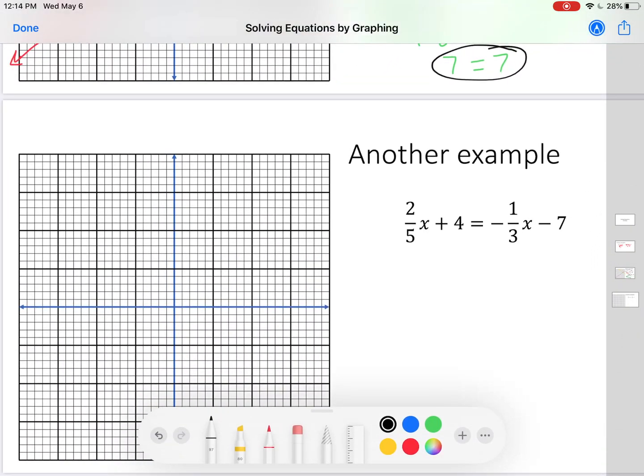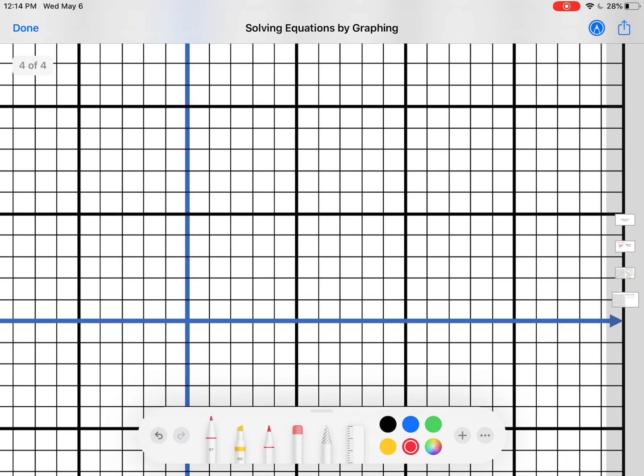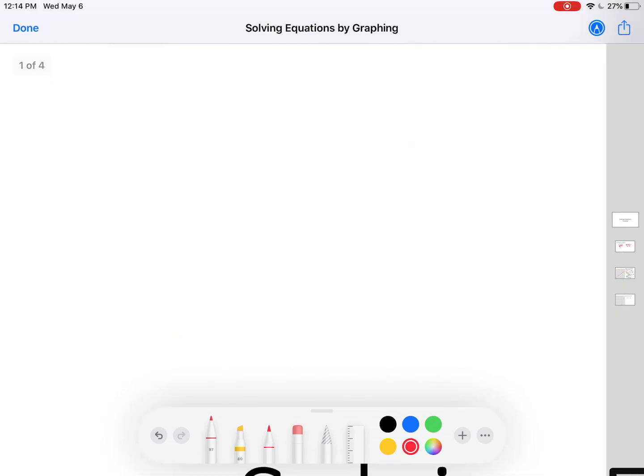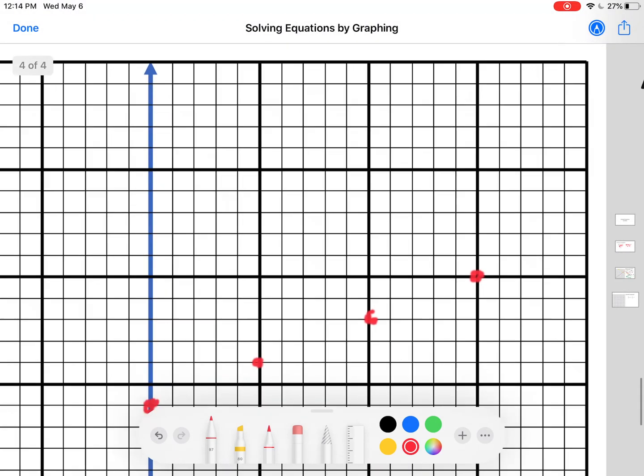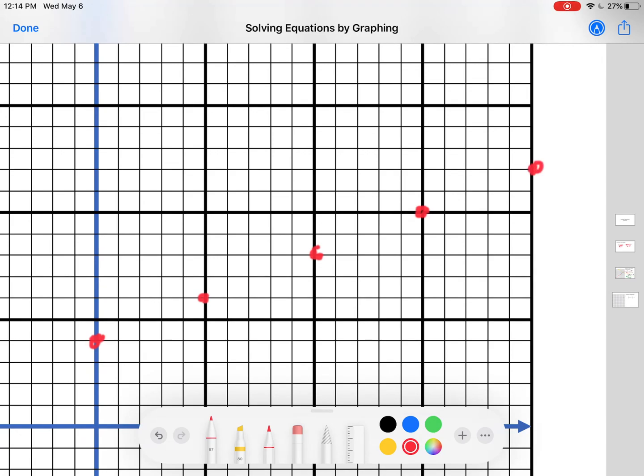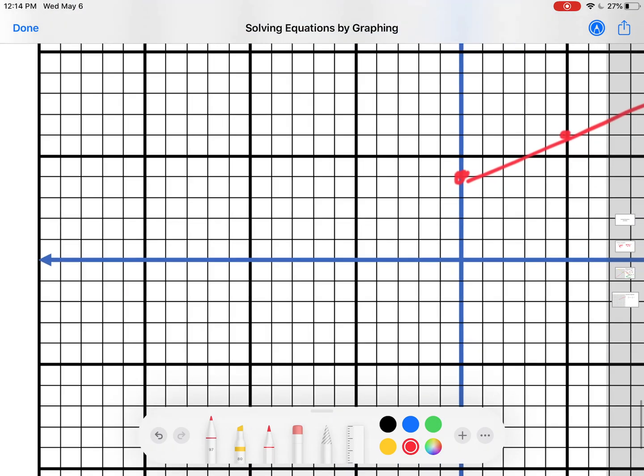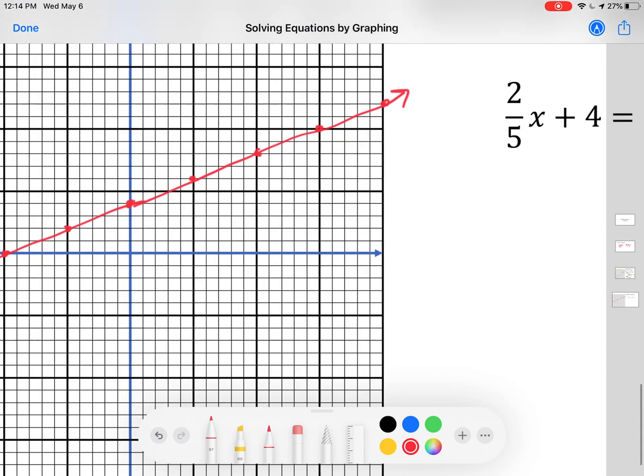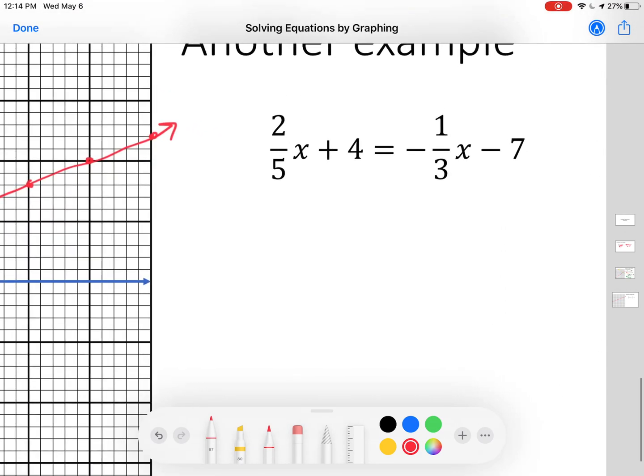Okay, step 1, graph the left side. So 4 and 2/5. Positive 4, 2/5, so 5 and 2. 2/5 is less than 1. Go up less, then you go to the right. More to the right than it is up. 5, 2, draw the line. Go in the other direction. 5, 2, negative, negative is positive. So that was 2/5 x plus 4.